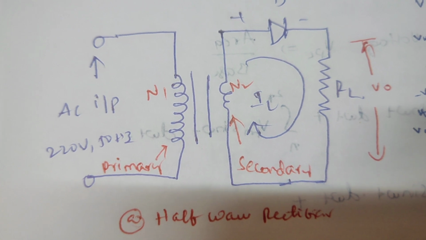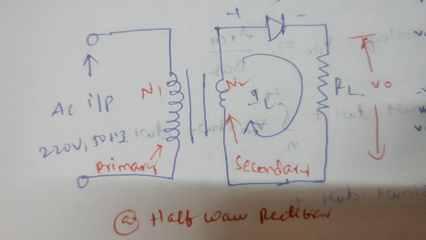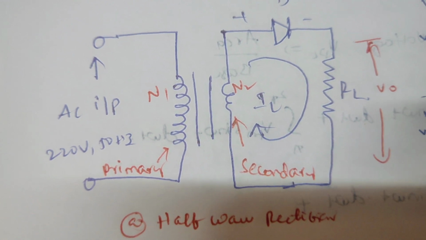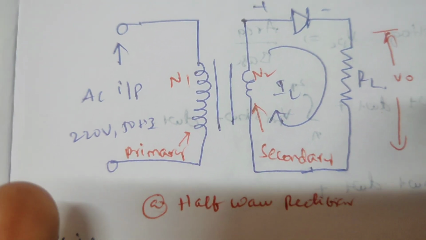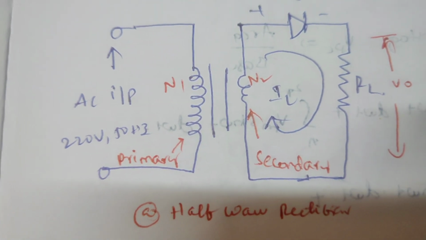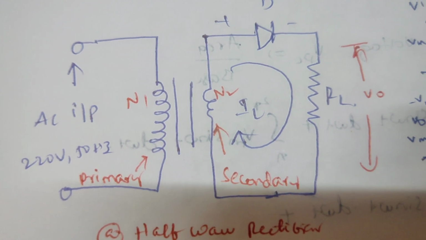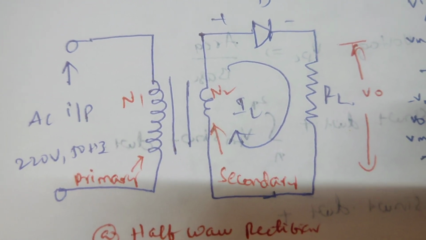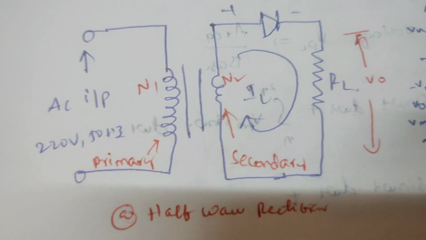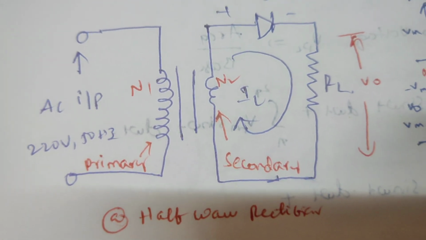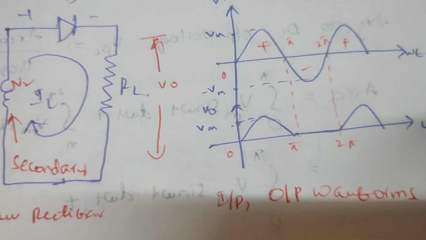The first winding is called the primary winding, it has N1 turns, and the second winding is called the secondary winding, it has N2 turns. The input voltage of 220 volts is applied to the primary winding, and that is changed to either 9 volts or 12 volts, and that is applied to the diode from the secondary winding. So this is the basic circuit diagram of a half-wave rectifier, and these are the input and output waveforms.